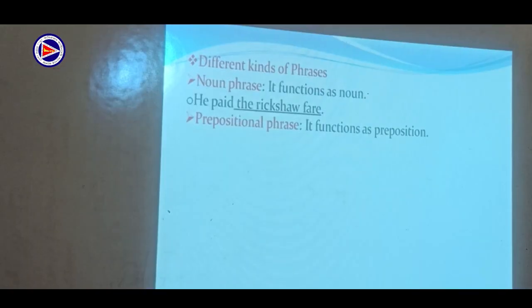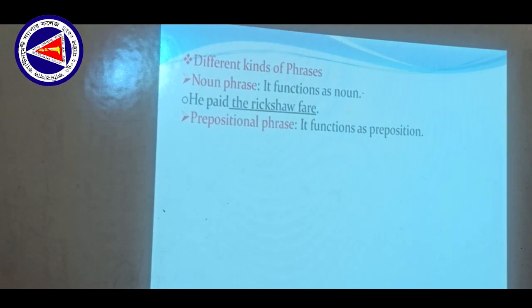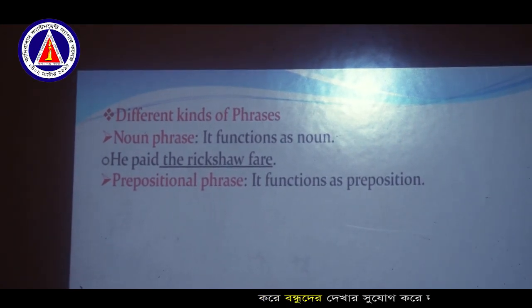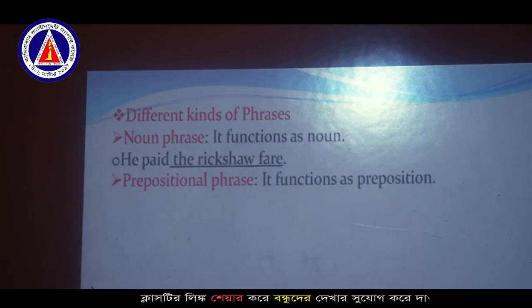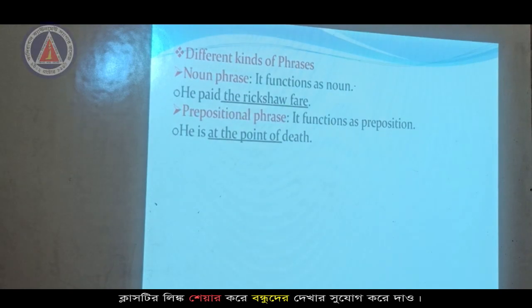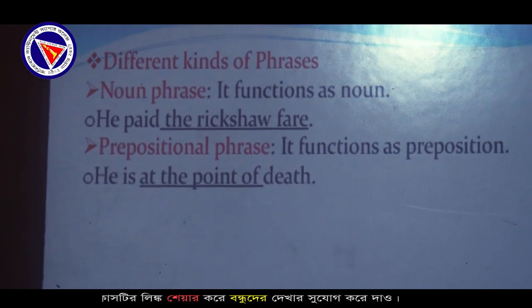Next, prepositional phrase. To understand a prepositional phrase, we have to first understand what a preposition is. Commonly we use a preposition before a noun or pronoun in order to make a connection with the sentence. So there is an example. He is at the point of death. So here, at the point of, is giving the meaning very close to death. That means the person is going to die.